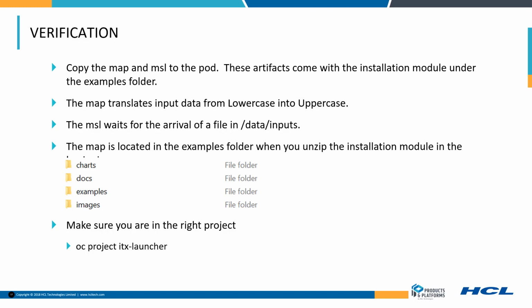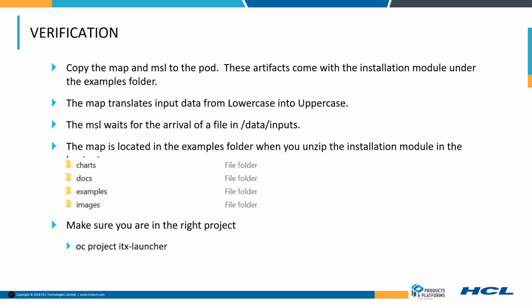The next step is to verify that the container is working. Copy the map and MSL to the Linux server. The map translates input into uppercase. The MSL waits for the arrival of a file in a folder called Inputs under Data. Both the map and MSL are included in the examples folder.